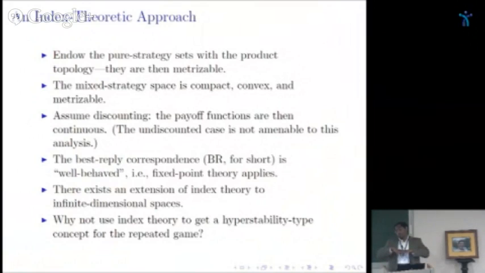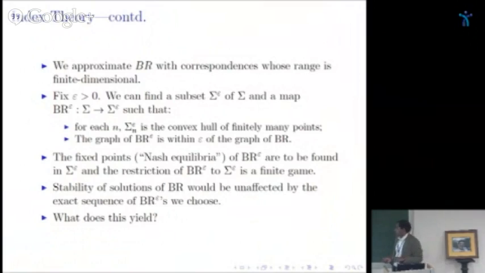Okay, so for instance, given my opponent's strategy, I want to best respond using something in the infinite game. I'm going to take something that's close to it, but in this finite dimensional set, and use this as my sort of best reply correspondence. Okay, that's the perturbation. And in fact, you can do this. Okay, you can do this quite explicitly. You fix epsilon greater than zero, you can find a finite subset of mixed strategies, and so you take a convex hull of those things. And you can find a map that basically approximates this, okay?